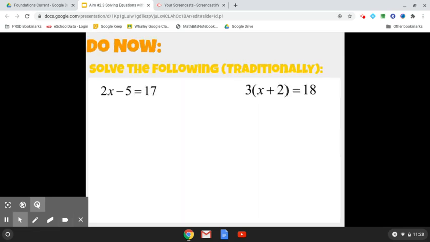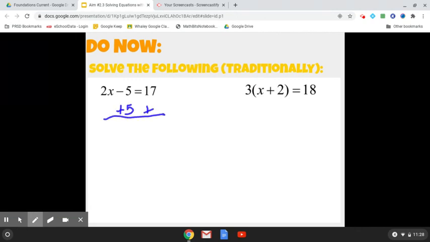Okay. In your do now that you just worked on, I asked you to solve these ones traditionally. So many of you would have added 5 to both sides in order to solve for x. You would have probably crossed this out or said, oh, it just canceled. You would have ended up with 22. Then maybe you go, well, there's multiplication, so I'm just going to divide here. That'll cancel. Then I'm going to do it over here, and I end up with x is equal to 11. And there you have it.